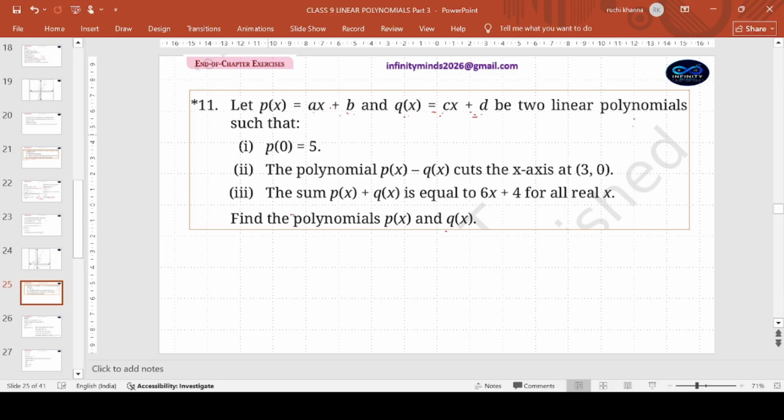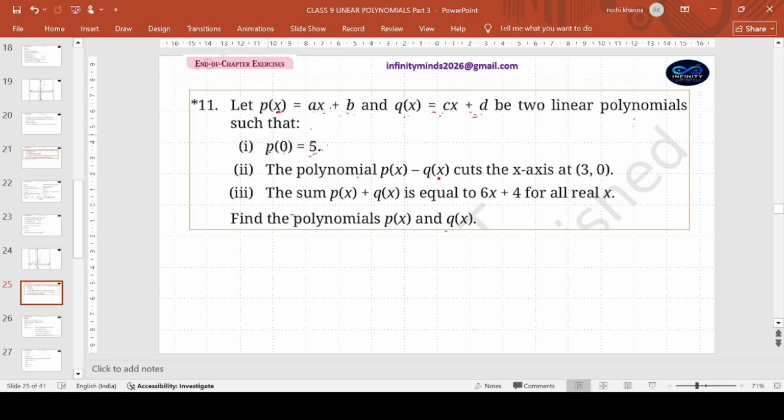Both are missing, but with certain helps given, such that P of 0 is 5. You understand? P of 0, P(x): wherever there is x, you put 0. The value of the polynomial expression will come out to be 5. It's the point (0, 5) basically that has been given. Let us see, we'll make use of this. Let us complete reading the question.